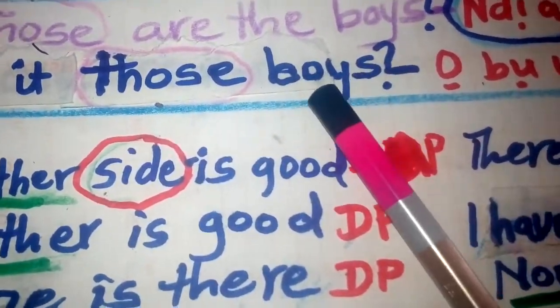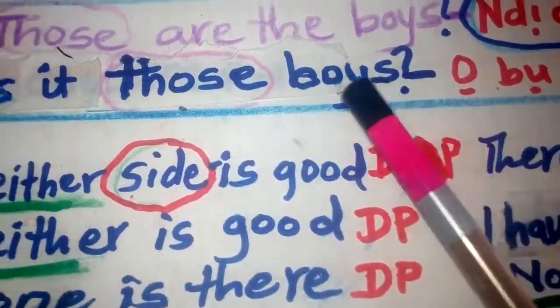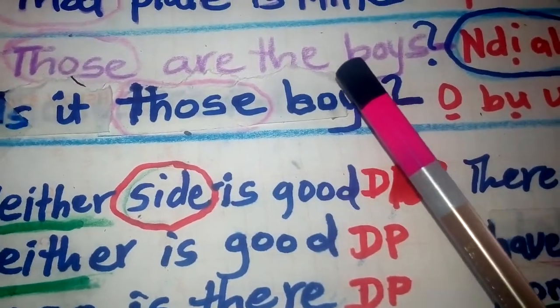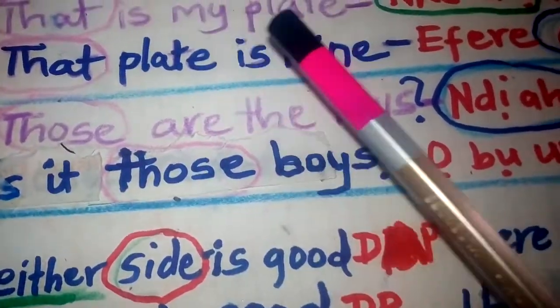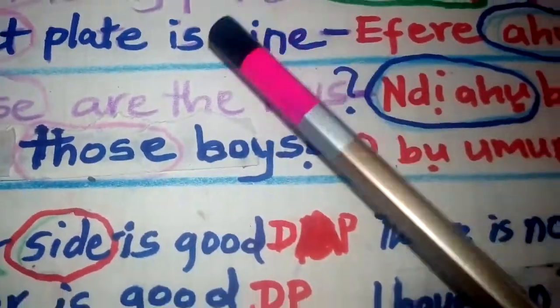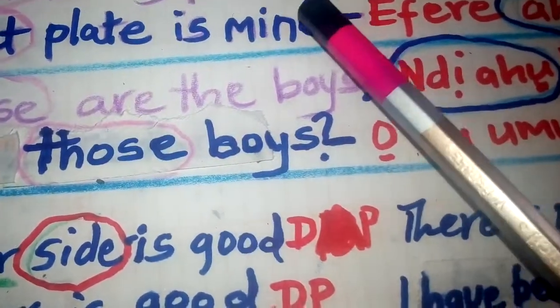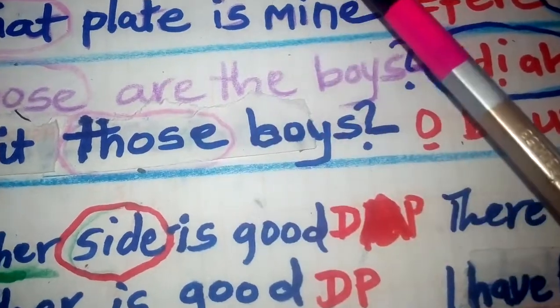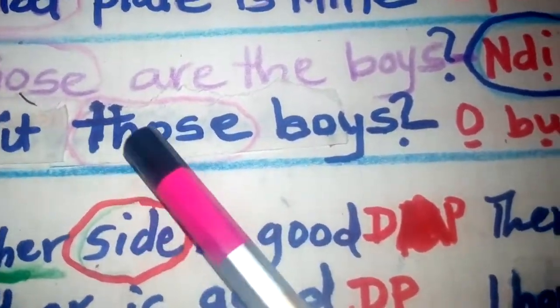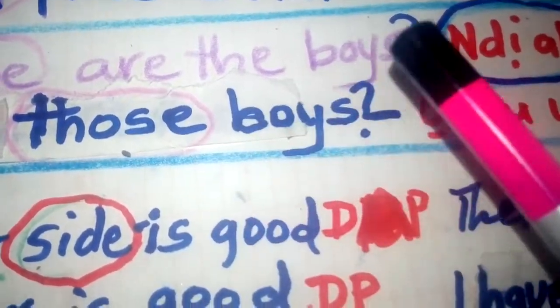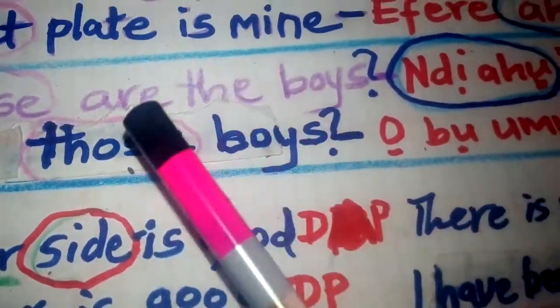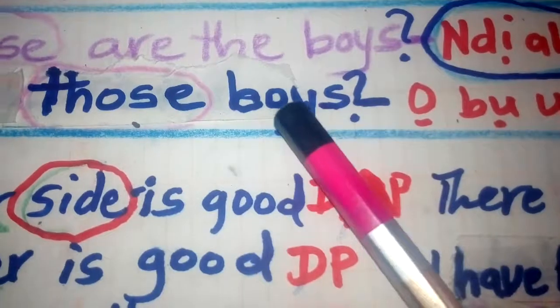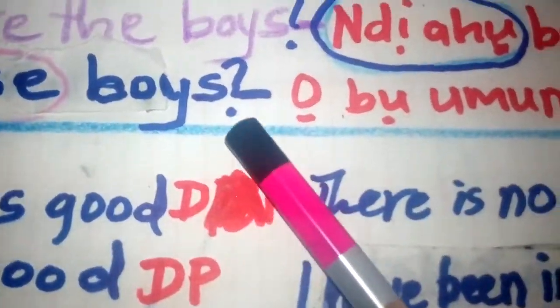Without these boys here, it's like a demonstrative pronoun, because demonstrative pronouns can stand on their own. Just those, that, this. Okay, they can stand like that. But this cannot stand like that because it needs these boys, or needs the noun or the pronoun, to describe itself or make itself a demonstrative adjective.